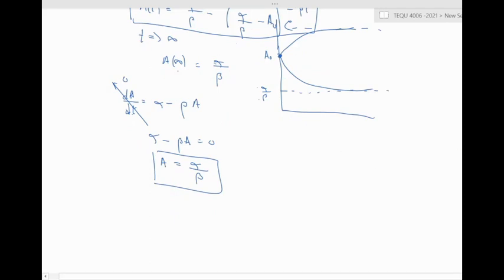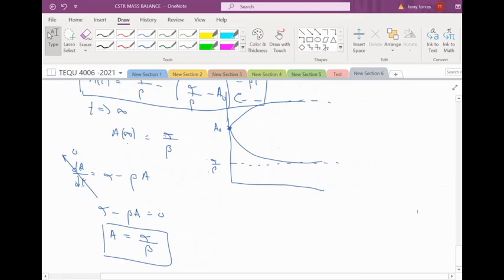Let me start by putting a new page here, add page, and let's say that the change of my concentration of A with respect to time equals alpha minus beta times the concentration of A. That is for the mass balance of A, component A. How about the mass balance? Let's see.